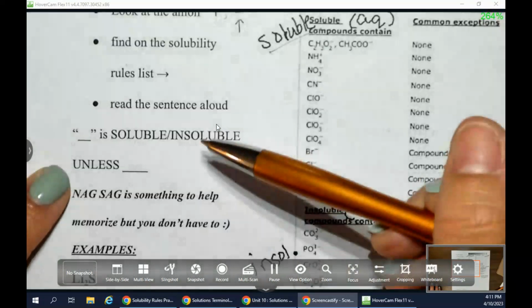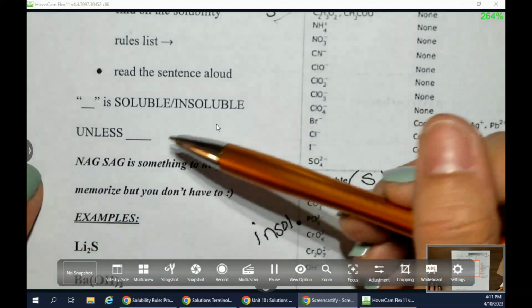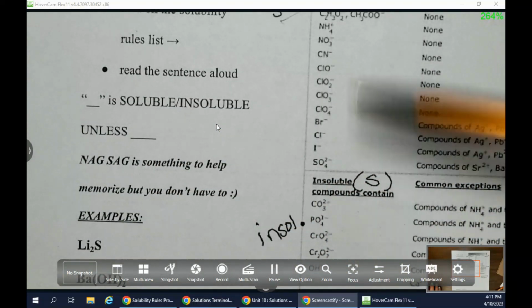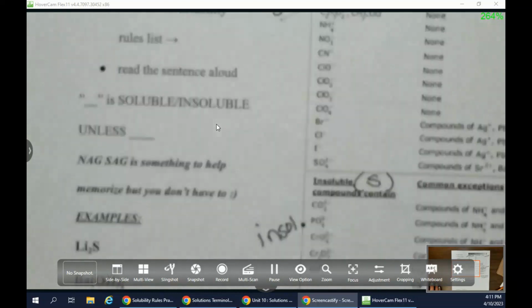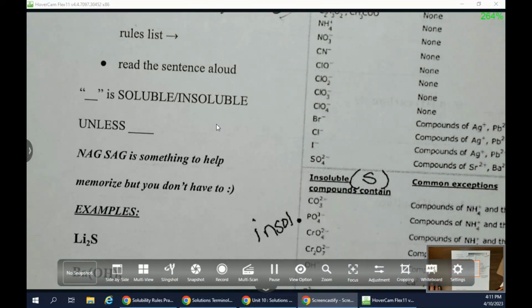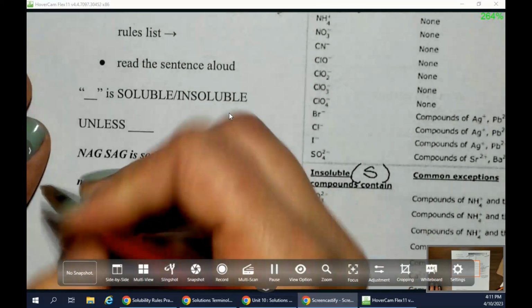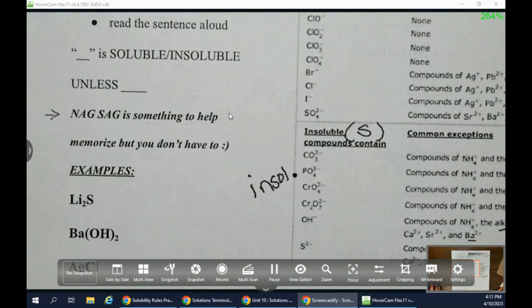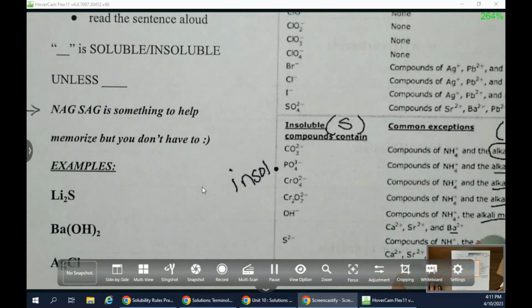Then you're going to read a sentence out loud. You're going to say, so-and-so is soluble or insoluble, depending on where it is. There's two tables here, right? You're going to say that unless, and then you're going to say the rest of it. All right, so NAGSAG is something that if you choose to look it up, that is an easy way to remember them or memorize them. But you don't have to memorize them because you will always have this available to you for Chemistry 1.